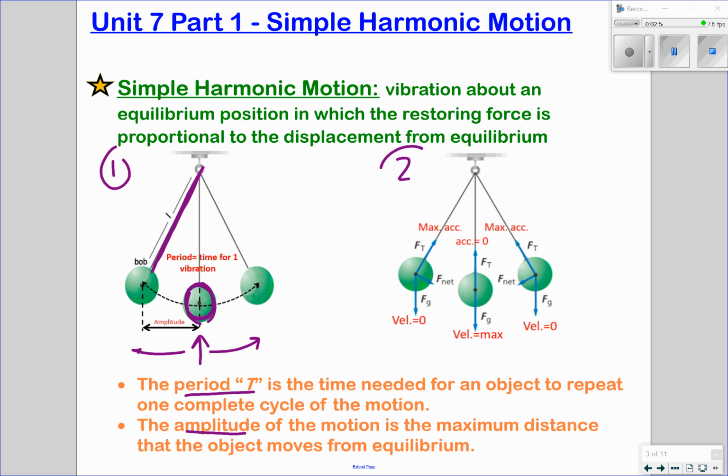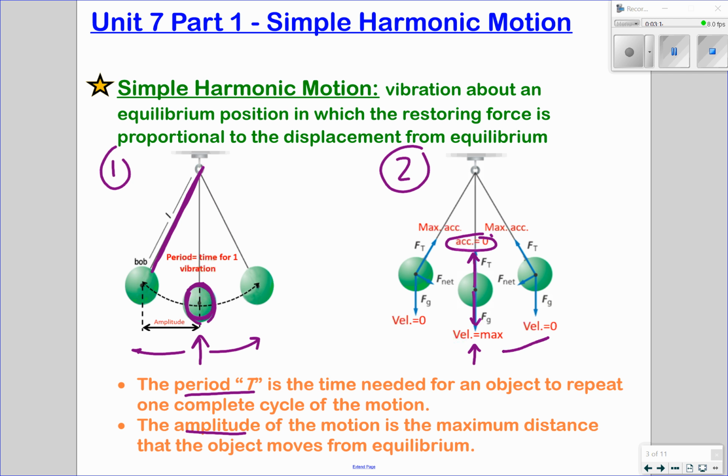In diagram number 2, we can look over here at this equilibrium position. We have force of gravity acting down on our object, and then the force of the tension in the rope or the string of our pendulum. Those are equal and opposite. So in equal and opposite, we have a net force that is 0, so the acceleration is 0.